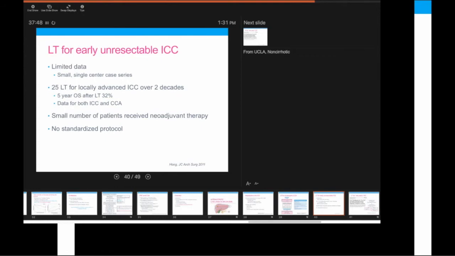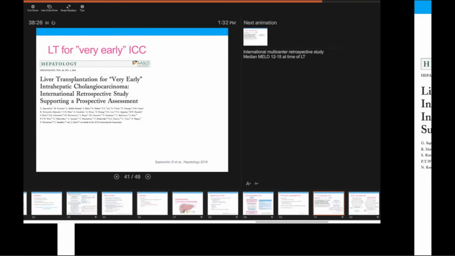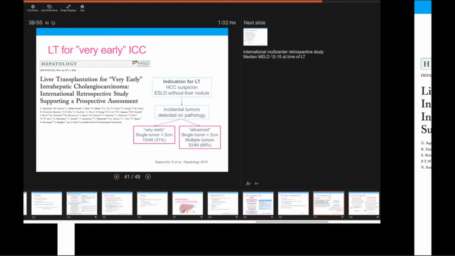A small number of these patients did receive neoadjuvant therapy, but it was unclear what kind of therapy since there was no standardized protocol. So this is a retrospective study where they evaluated liver transplantation for very early intrahepatic cholangiocarcinoma. The indication for transplant for these patients was either suspicion for HCC or they had end-stage liver disease without liver nodules. These patients had incidental tumors that were detected on pathology that turned out to be cholangiocarcinoma. Very early was defined as a single tumor less than 2 centimeters, and advanced was a single tumor greater than 2 centimeters, or if they had multiple tumors.